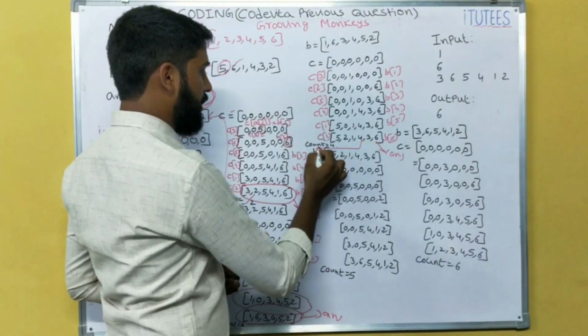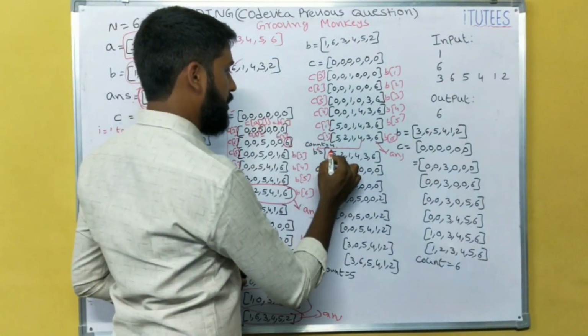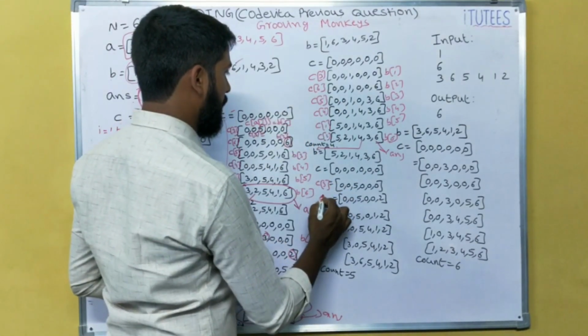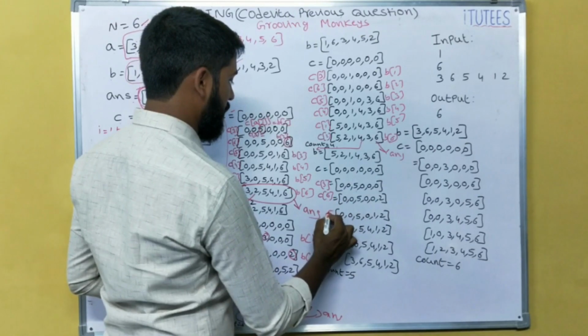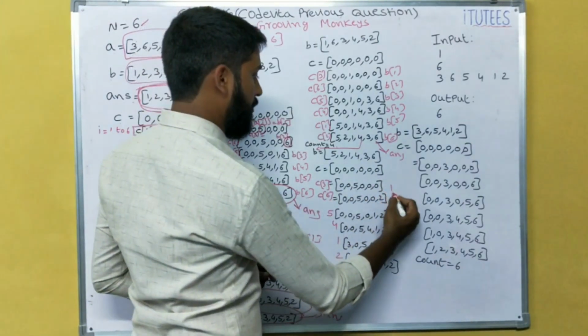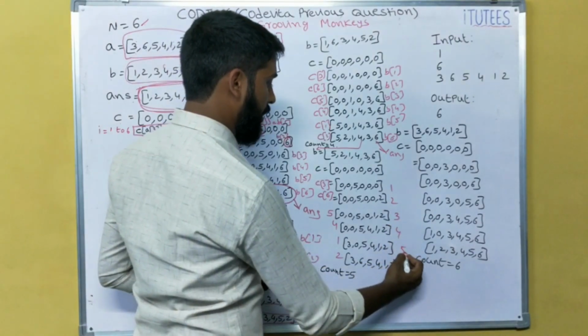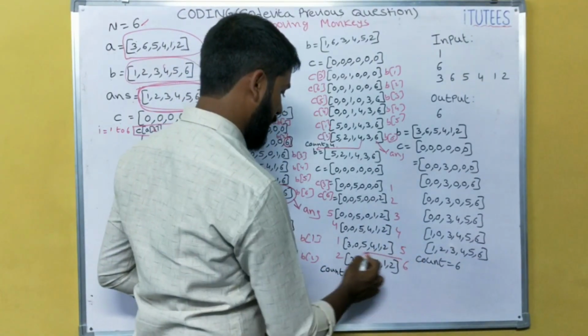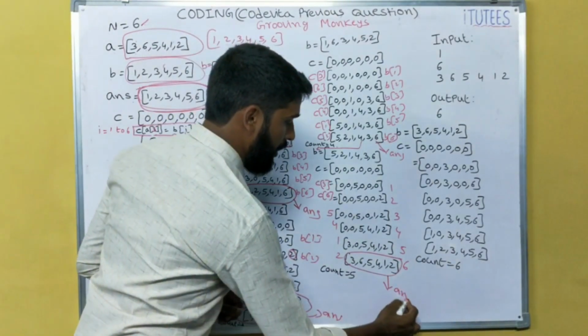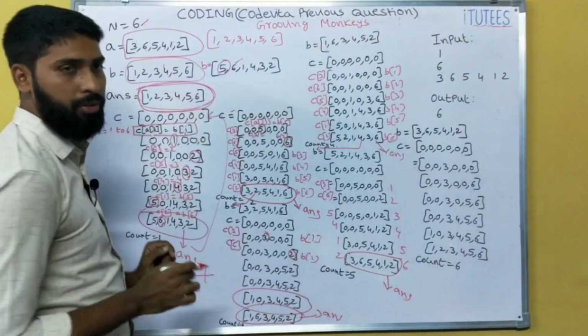Now you can take this as B. So this is the B. Again you can run the same operations. C of 3, C of 6, C of 5, C of 4, C of 1, C of 2. So this is B of 1, B of 2, B of 3, B of 4, B of 6. So this is the answer. And increment the count. You check if this is the answer, 1, 2, 3, 4, 5, 6.